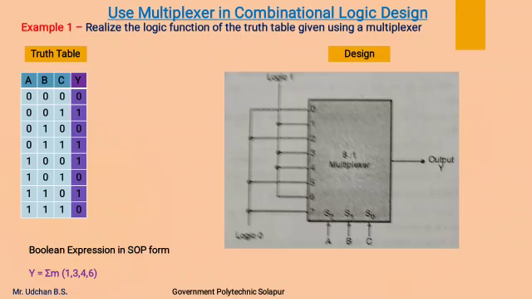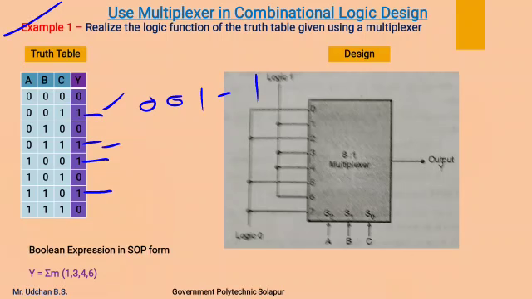Now we will go with the first example, in which a truth table is given and we have to realize the logic function of the given truth table using a multiplexer. Now as we are going for the SOP expression, we are going to consider only logic 1 outputs in this truth table. For this one, the input combination is 001, so its decimal equivalent will be 1.